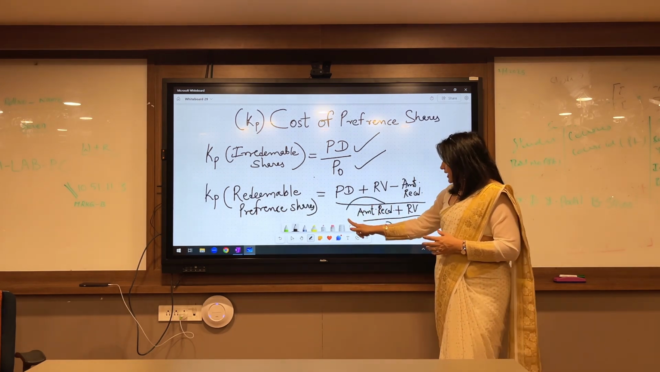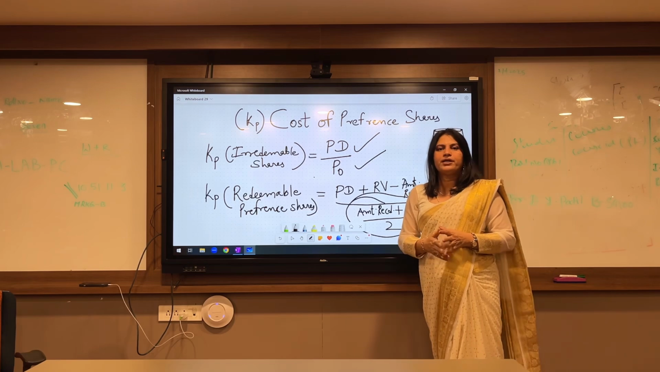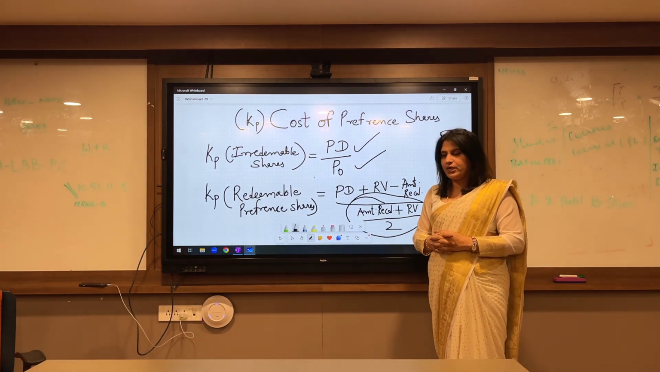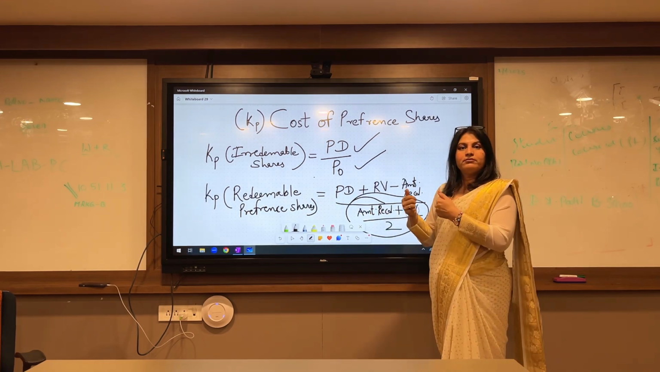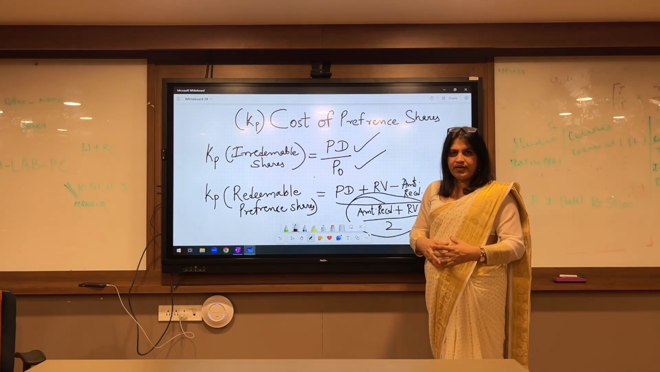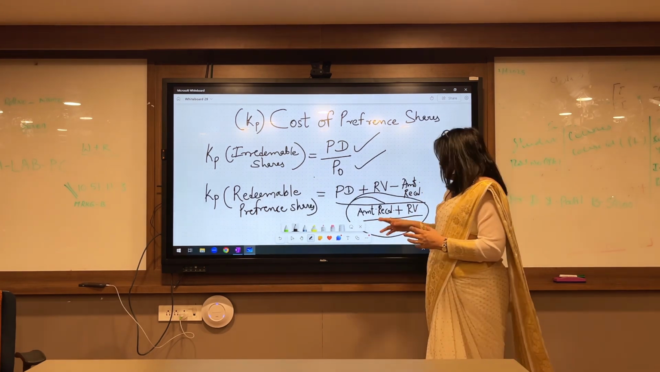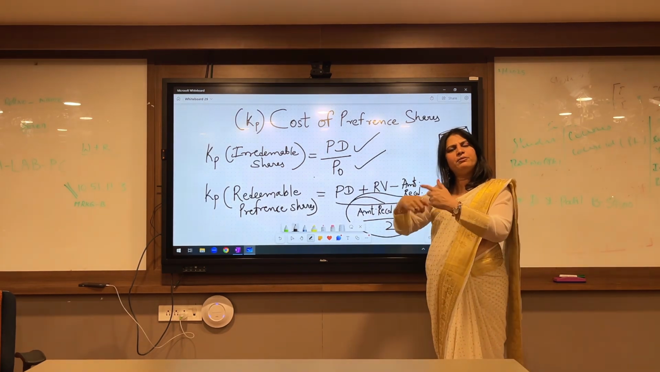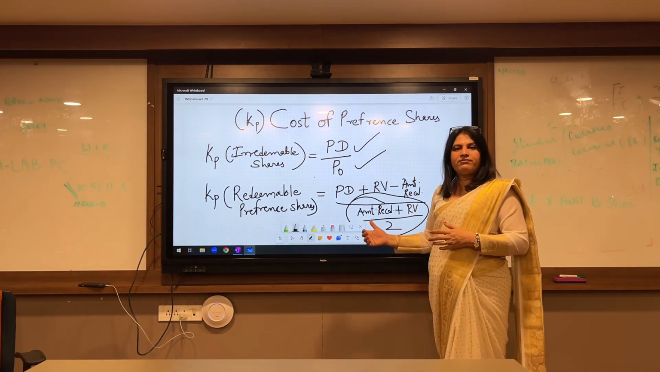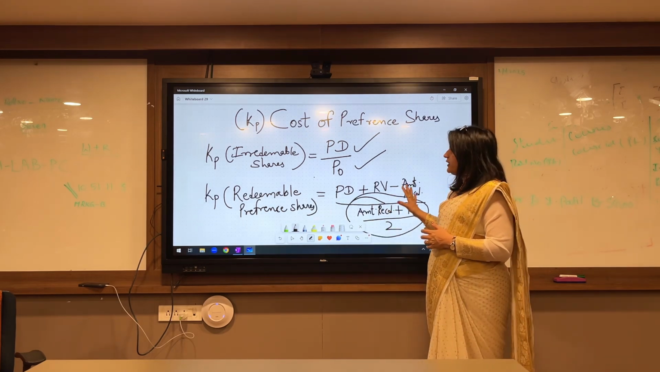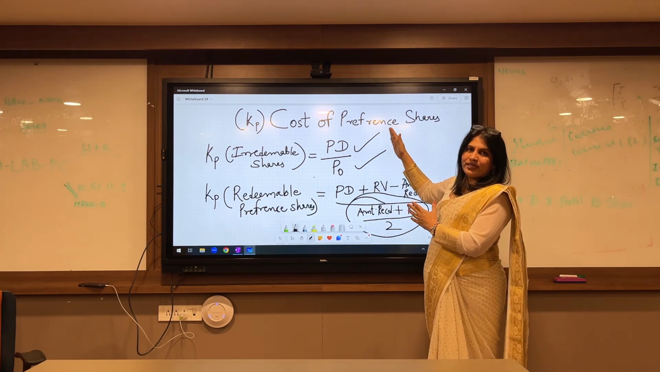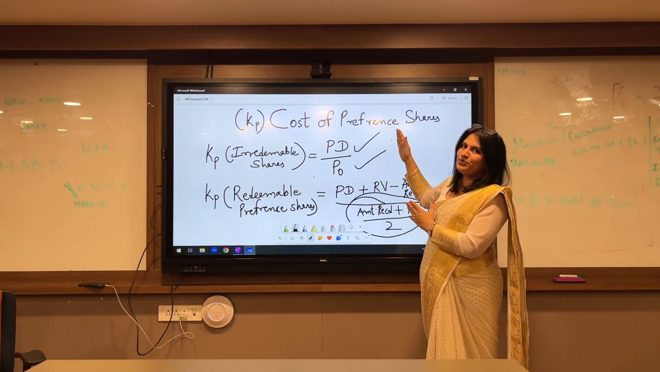Now what does this stand for? This is nothing but the average price of the preference shares. So how do we calculate the average price of the preference share? Amount received by issuing the preference shares. Let's say a company received 50 lakhs, right? So 50 lakhs is the amount received plus redeemable value. Let's say the redeemable value after 5 years would be 60 lakhs. So 50 lakhs plus 60 lakhs divided by 2. So very simply, for redeemable and irredeemable, this is how we calculate the cost of preference shares, also known as KP.